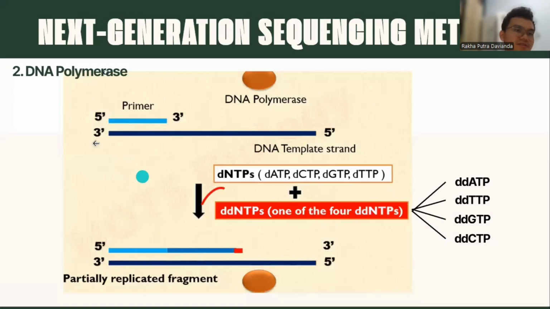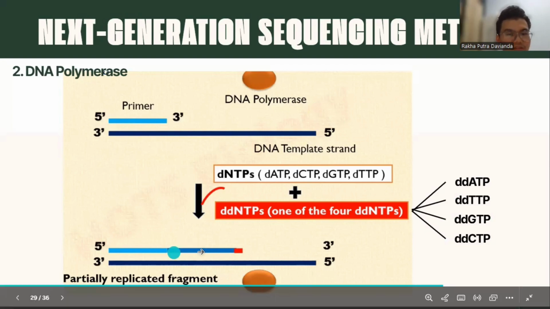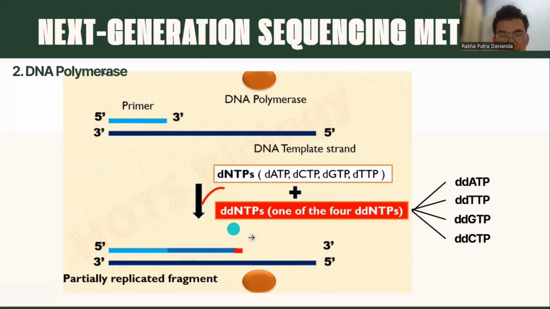The second one is DNA polymerase. The DNA polymerase can extend the primer DNA using the dNTPs and occasionally stops the DNA synthesis with the ddNTPs.